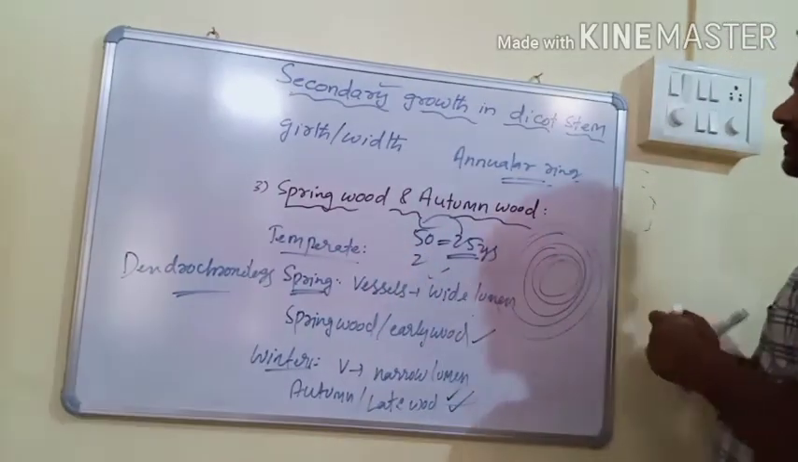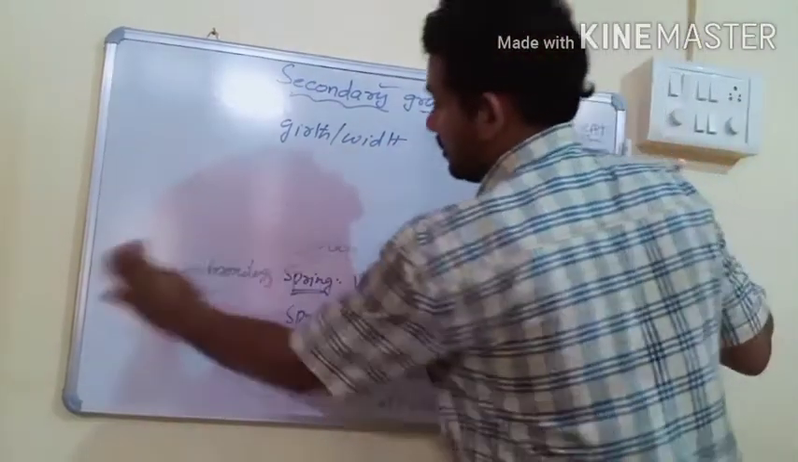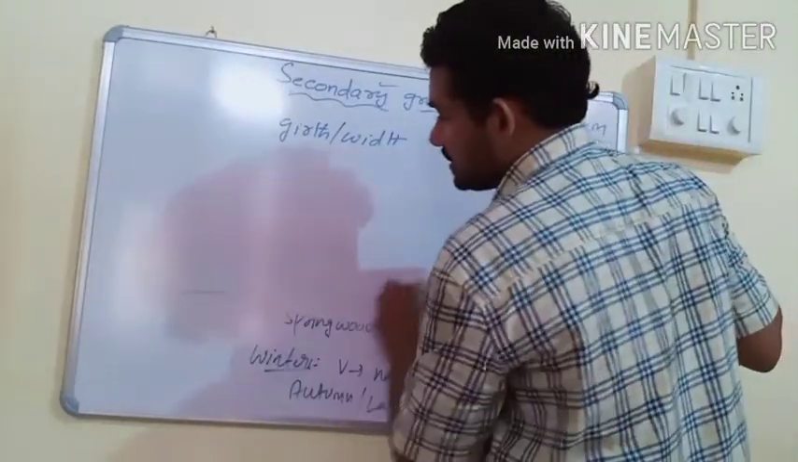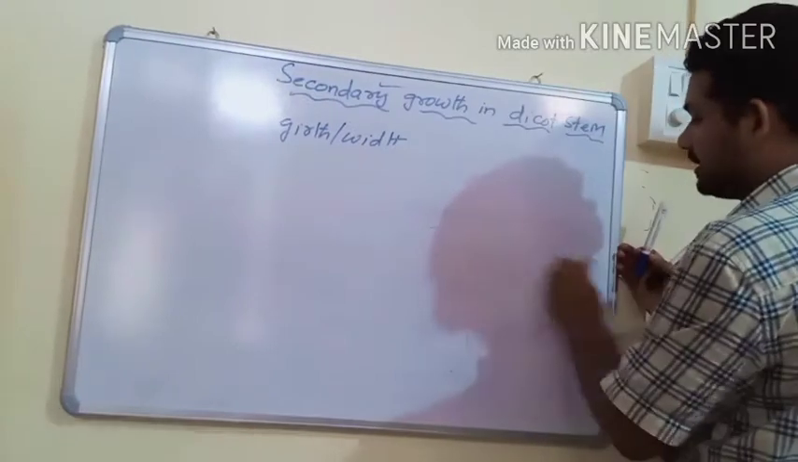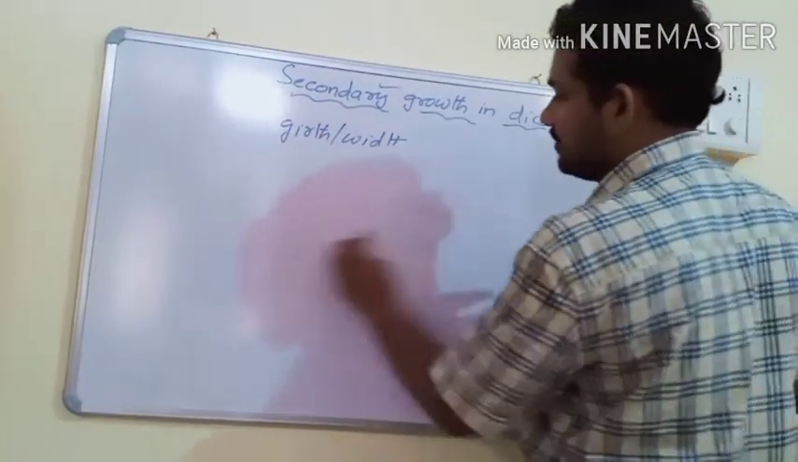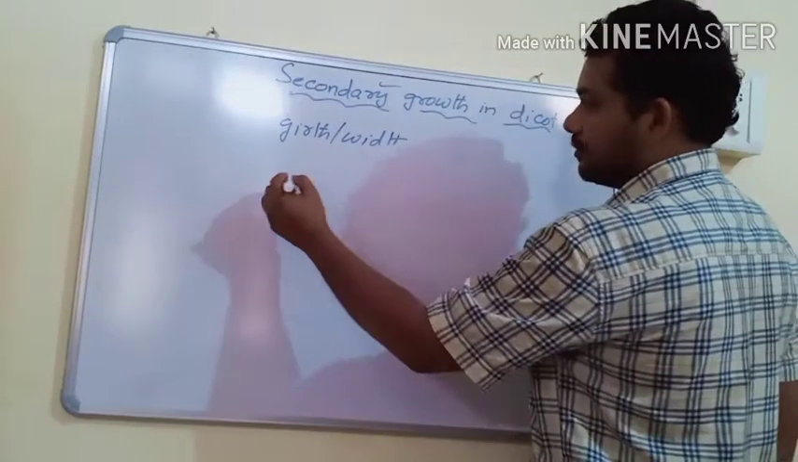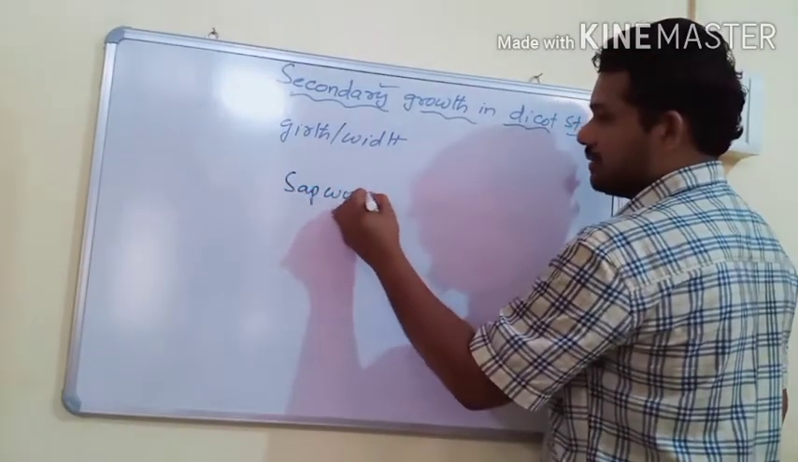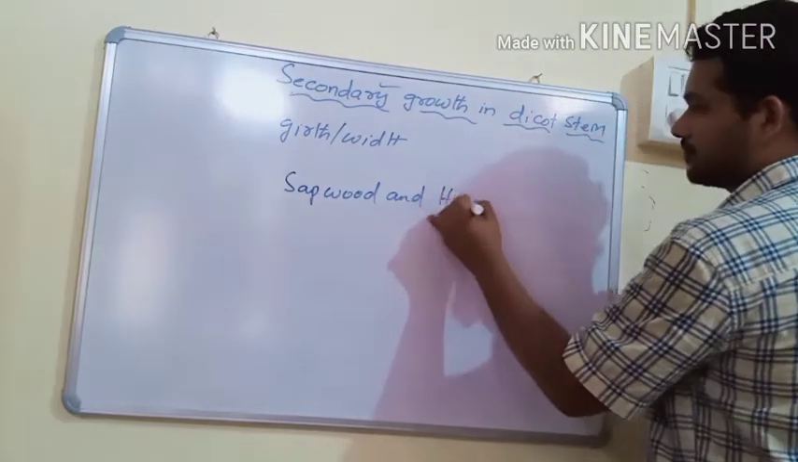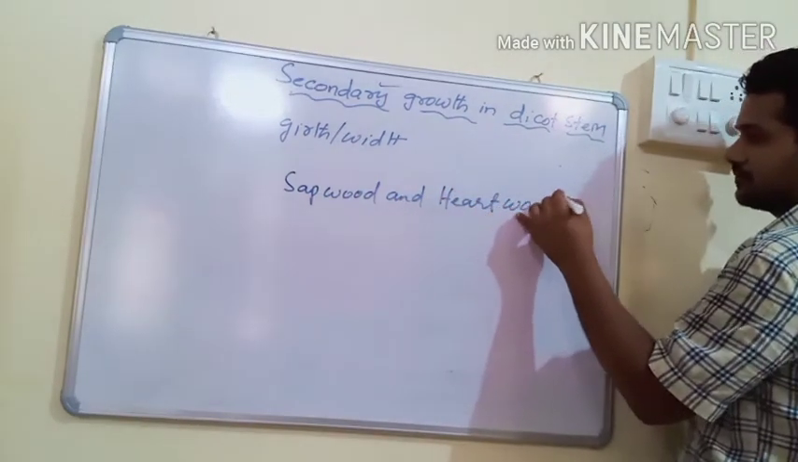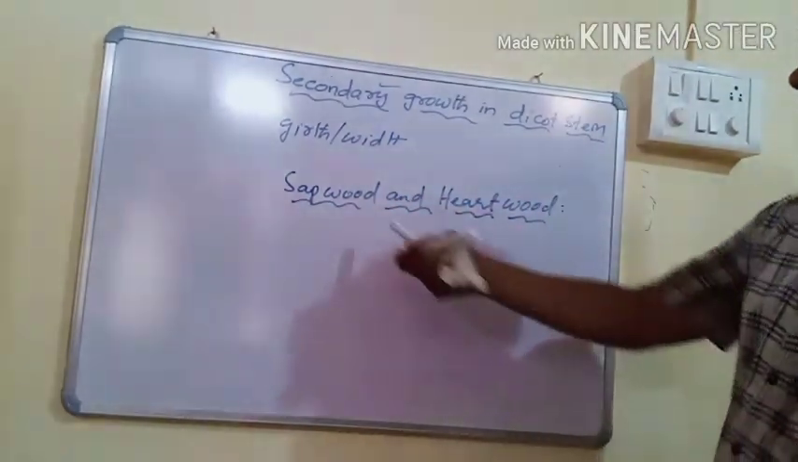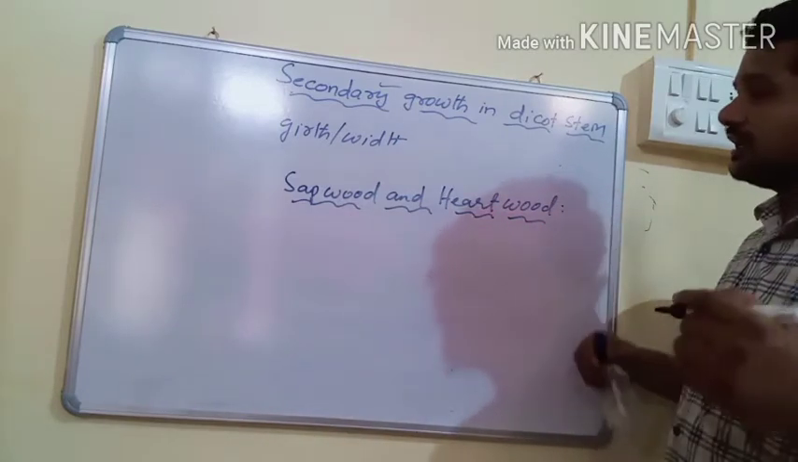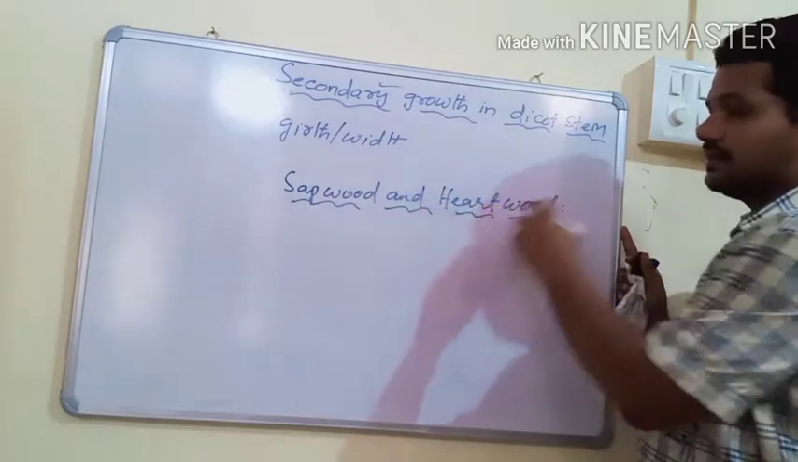So these are the two different types of wood, spring wood and autumn wood. And the last step in vascular cambium activity is sapwood and heartwood. In old dicotyledonous stems, the wood is differentiated into sapwood and heartwood. In young dicot stems, there is no differentiation of wood into sapwood and heartwood, but in old dicots, the wood is differentiated into sapwood and heartwood.